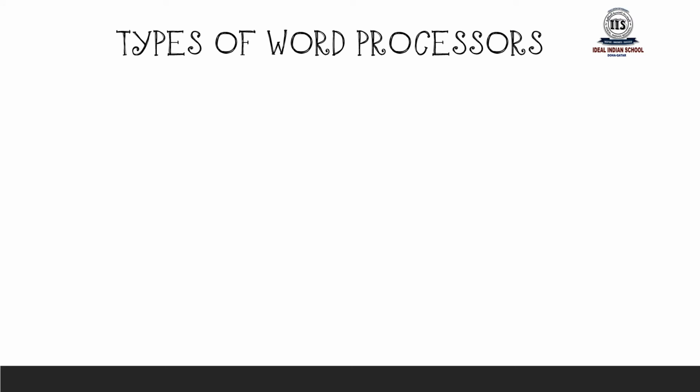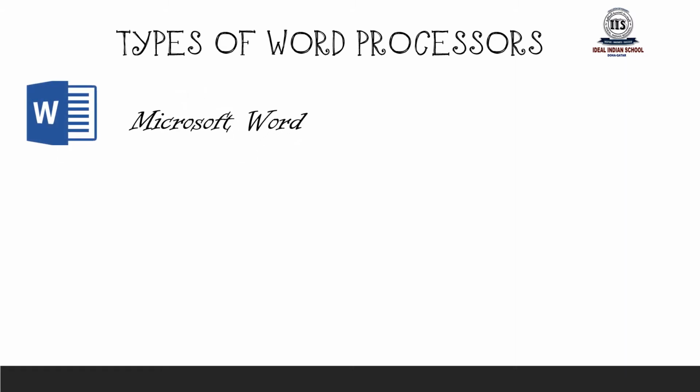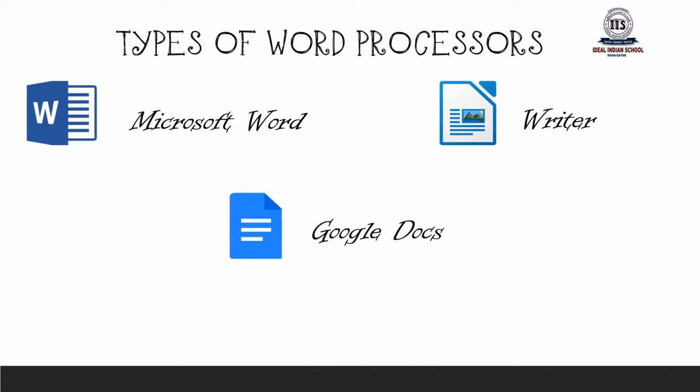Let's see some of the types of word processors. Some most popularly used word processors are Microsoft Word, a powerful word processor created by Microsoft for Macintosh and Windows-based computers. Writer. It is an open, free source word processing program. It is a part of LibreOffice suite. Google Docs. Google Docs, formerly known as Google Documents, is a free online word processor introduced in March 9, 2006.